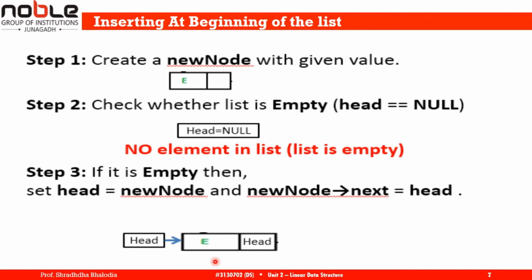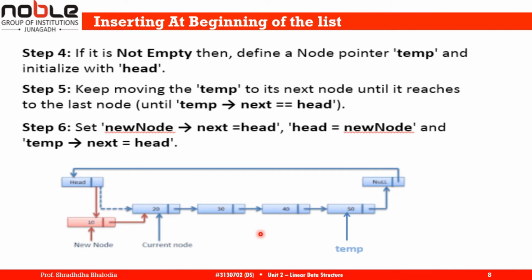Here we can see head is equal to new node and the new node's next part is head, because it is a circular linked list. So we are putting here the address of the first node, or we can say head. If it is not empty, then define a node pointer temporary and initialize it with head. Keep moving temporary to its next node until it reaches the last node, until temporary's next is equal to head. How can we identify the last node?